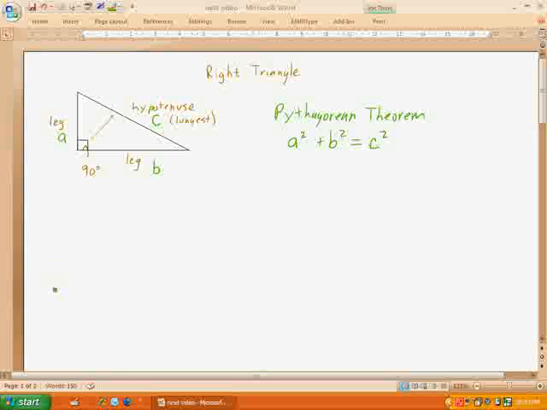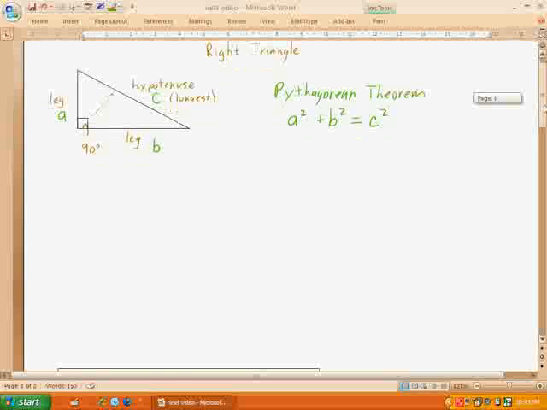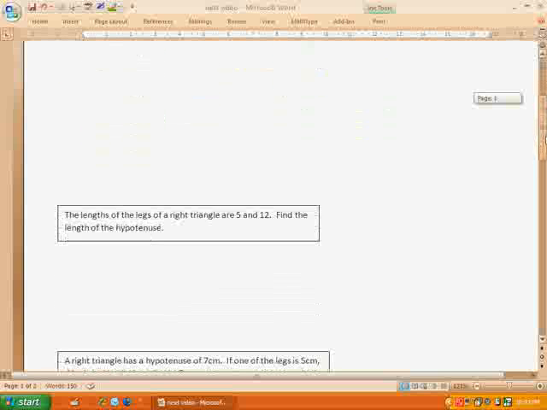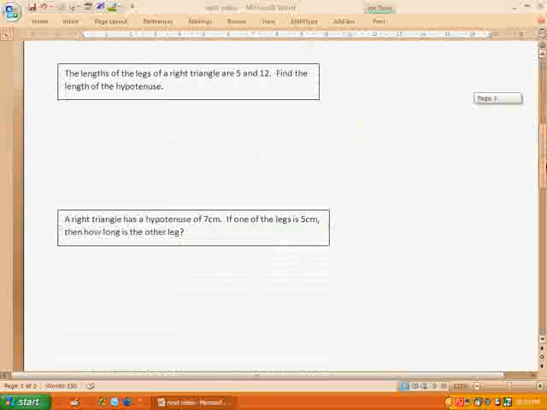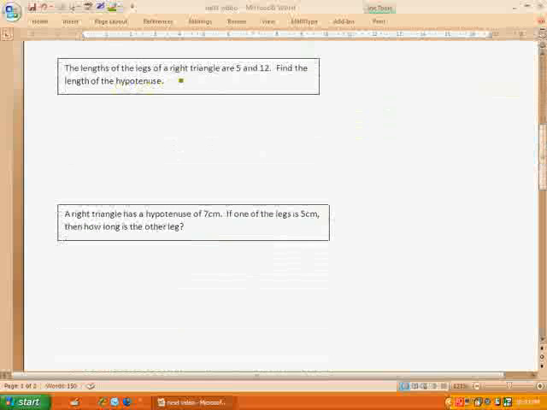Okay, so what I'd like to do now is we're going to scroll down and we're going to look at a couple of examples using the Pythagorean theorem of a squared plus b squared equals c squared. Okay, the first problem here is that the lengths of the legs of a right triangle are 5 and 12. Find the length of the hypotenuse. Okay, so I'm going to go ahead and draw my triangle here. Right triangle. Now it tells me that the legs, now those are the sides that touch the right angle, are 5 and 12. Okay, so that's A and B. And it says find the length of the hypotenuse, that longest side which is C.